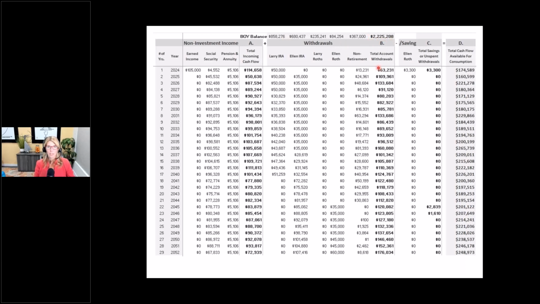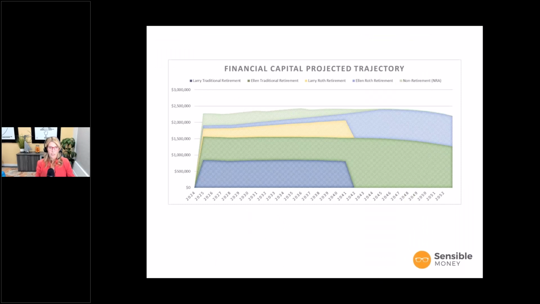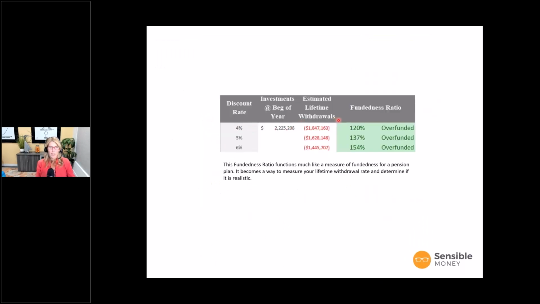And then essentially you're taking the present value. I don't have the actual, what's called gap column here, but it's the present value of all of their withdrawals over their lifetime. So it's a formula in Excel called net present value, and it's calculating out this 1.847 million. And so then we're comparing what did they have at the beginning of the year with what's the present value of those lifetime withdrawals. And in this case, we're using that 4% discount rate.